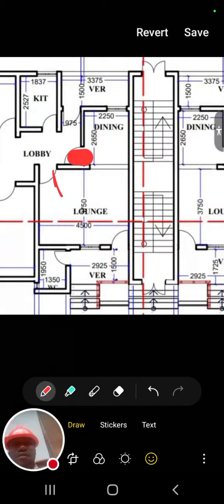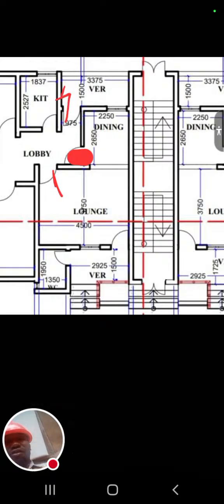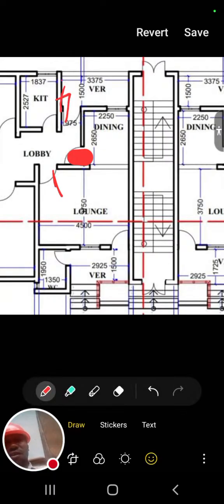All right, this is a wall. Whenever you see this, this is a wall. This is the sign of a wall. Hope you can see it. So you have to understand these things very well.